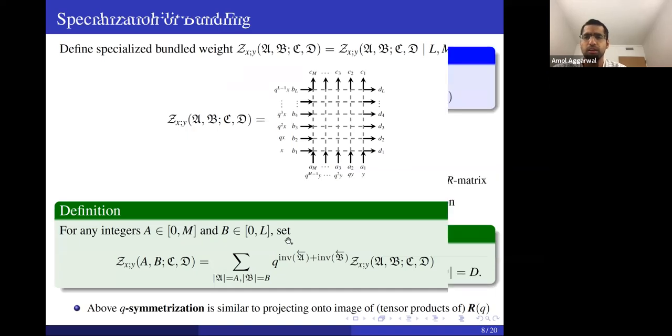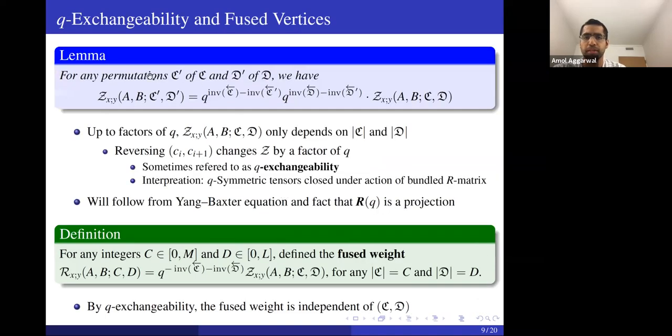And as you can see, by the Q exchangeability, if I fix the permutation class of these frac C and frac D, this does not depend on my choice of frac C and frac D. As long as I fix the number of, say, ones and zeros in these two tuples, it doesn't depend on them at all. So this is a well-defined notion for any choice of these math frac C and math frac D, which have the correct number of ones and zeros.